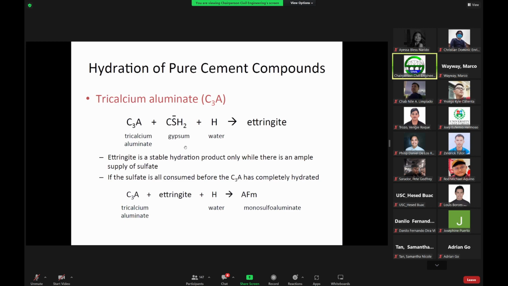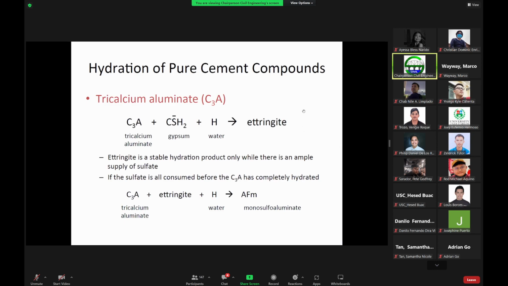So this hydration product formed from C3A and your gypsum, this ettringite, also slows down the hydration of your C3A. Again, we always want to slow down the rate of hydration of your C3A because it's a highly reactive cement compound. So this ettringite will slow down the hydration of C3A by creating a barrier around your C3A particle.